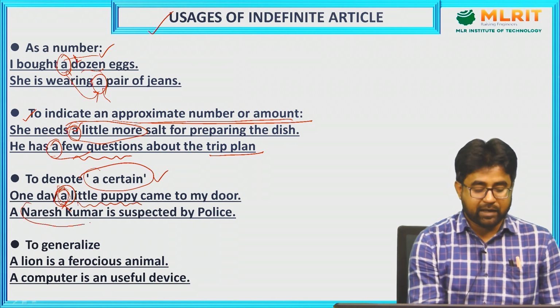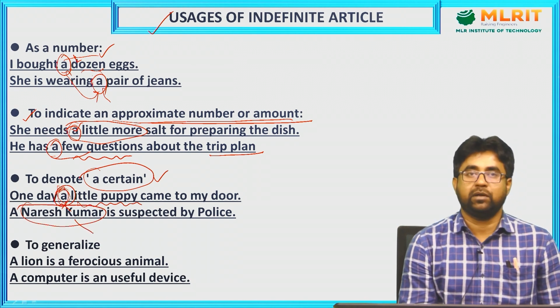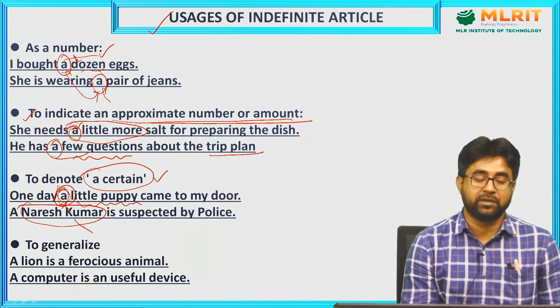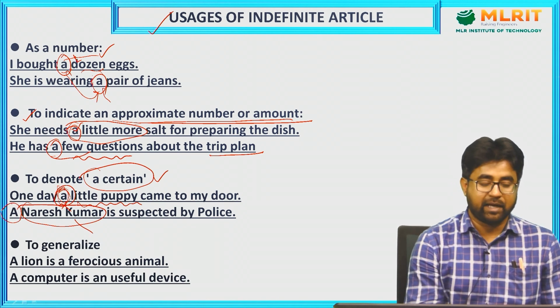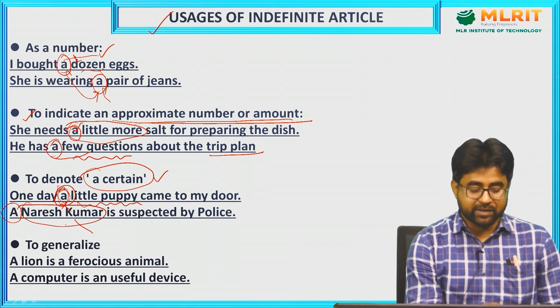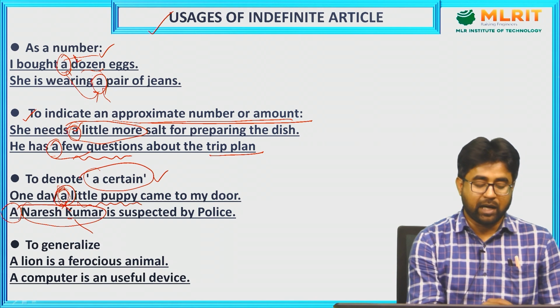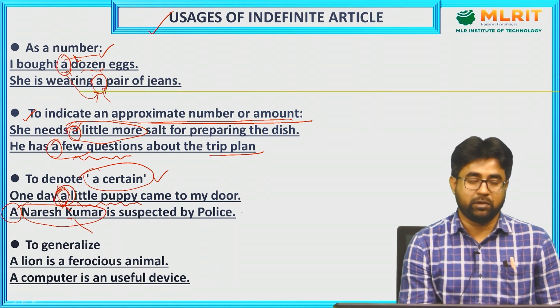Similarly, take Naresh Kumar. He is a particular person, but I am not sure about that person. I have never met him. So in this case I am using the indefinite article because the person is certain. I might not know him, but the person is certain. That's why: a Naresh Kumar is suspected by police.